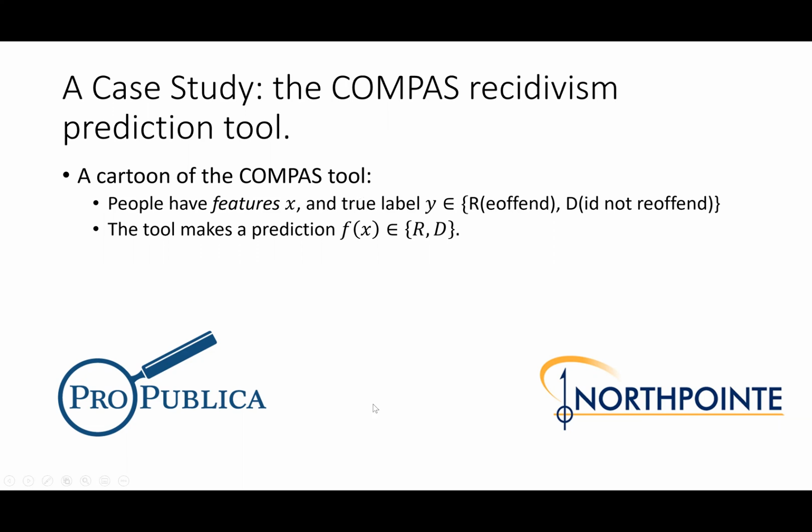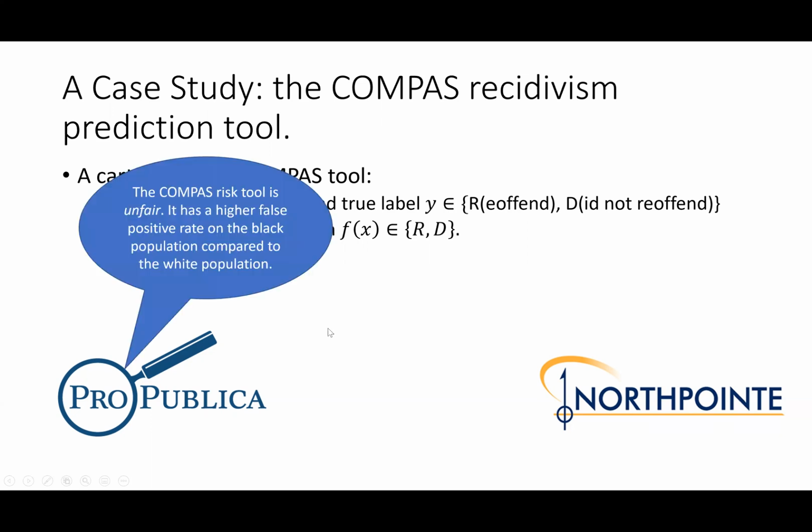And that's what ProPublica did through a Freedom of Information Act request. They gathered a bunch of data, both about the predictions that COMPAS made for particular inmates, and then for the ones who were released, whether those predictions were correct or not, whether they actually went on to reoffend or not. And what they found, the main thrust of their article, was that the COMPAS risk tool was unfair.